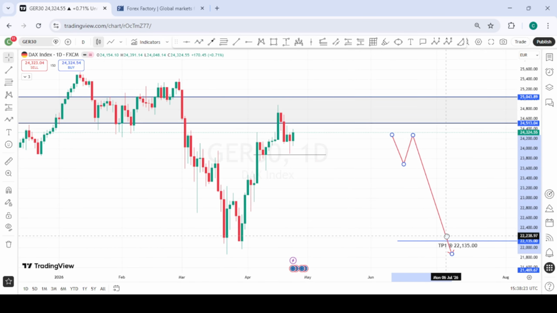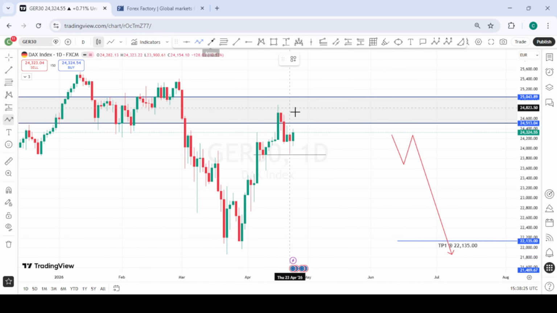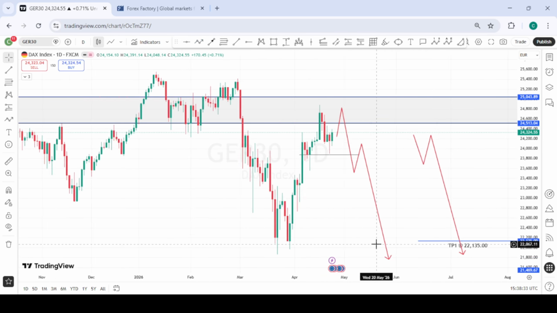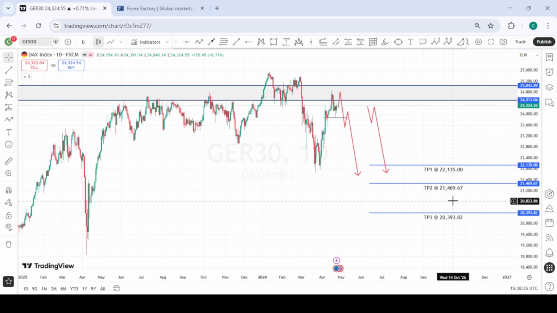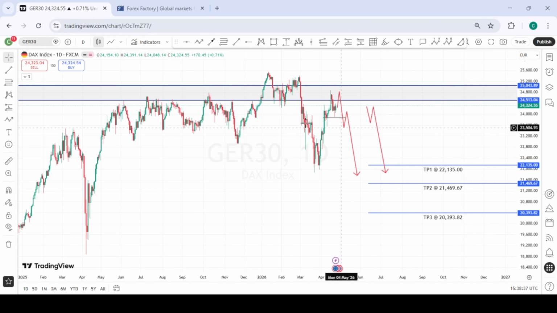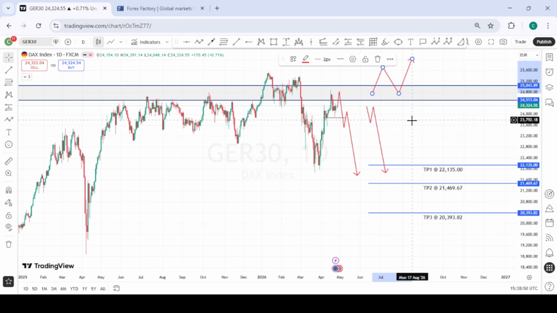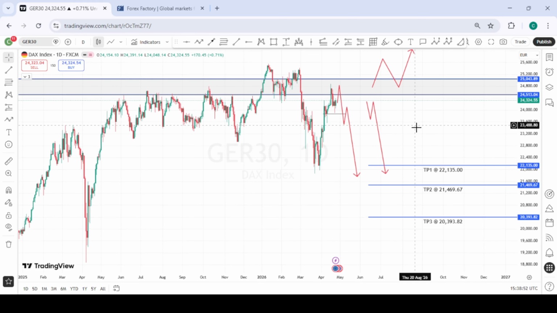Or price can form a double top. Should price form a double top around this zone, or even a head and shoulders around this zone, we look forward to selling opportunities from here to the downside. So these are the various targets we have for the German 30 or the DAX 30. Should price also find its way to violate this zone and clear these daily structures we have here, then we know that we are extremely bullish. But for now, we are bearish on German 30.